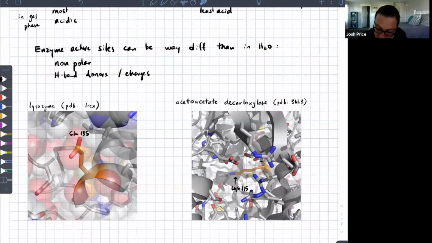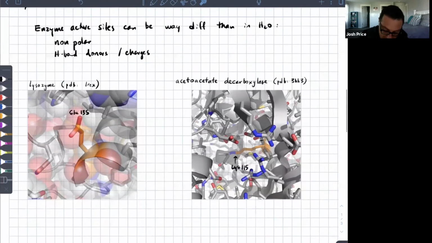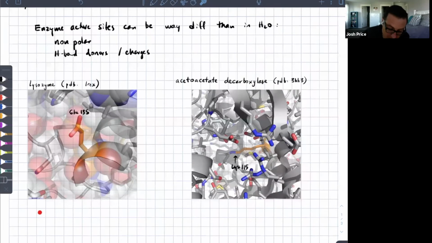So here are some examples from the Protein Data Bank of enzymes where active site side chains have pKa's that are substantially different from where they are in bulk solution. So as an example, the typical pKa in water of the glutamic acid side chain is 4.2.